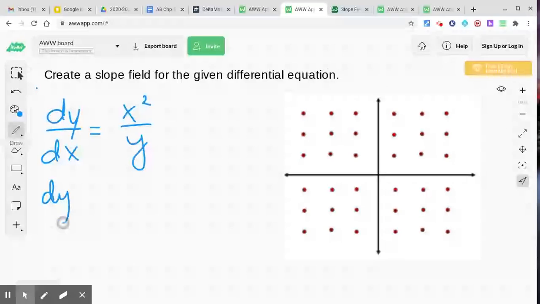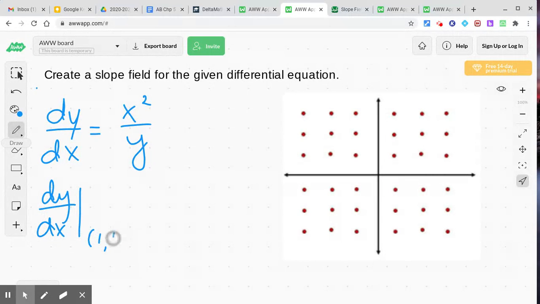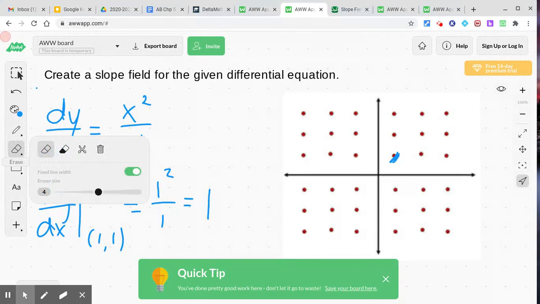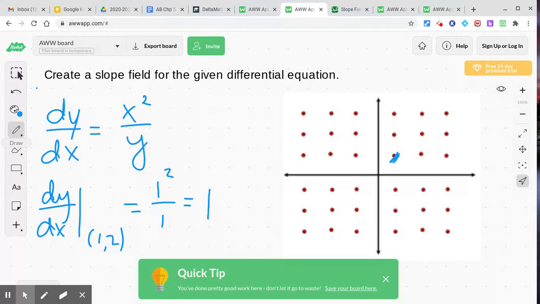I'm going to evaluate dy/dx at the point 1, 1. In doing so, I'll put 1 in for x, 1 squared over 1, which gives me a result of 1. That means at the point 1, 1, I'm going to have a nice little positively sloped tangent line with a slope of 1. And you can kind of see it there. And I would continue that. I could go in here and change my point.